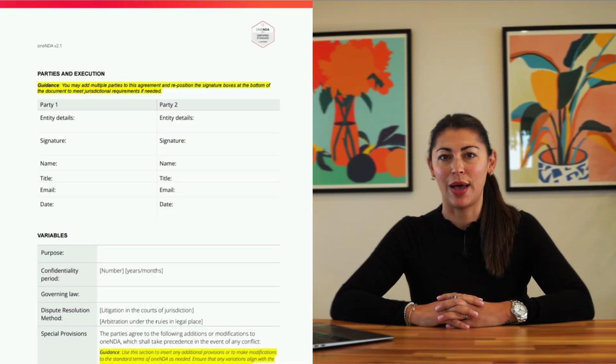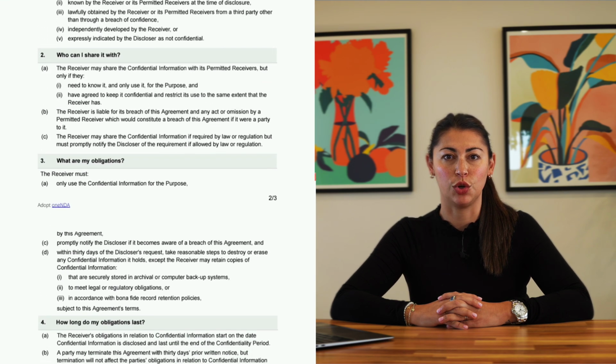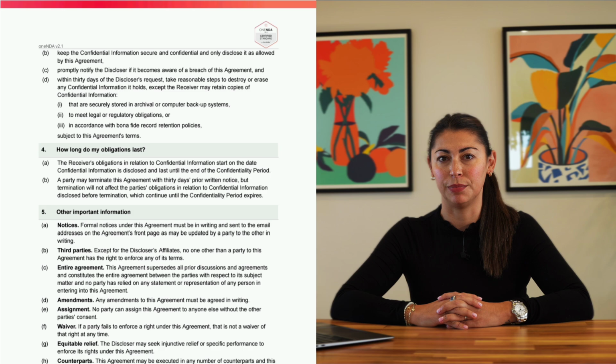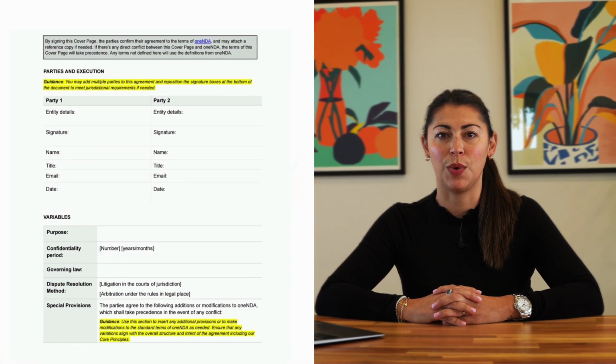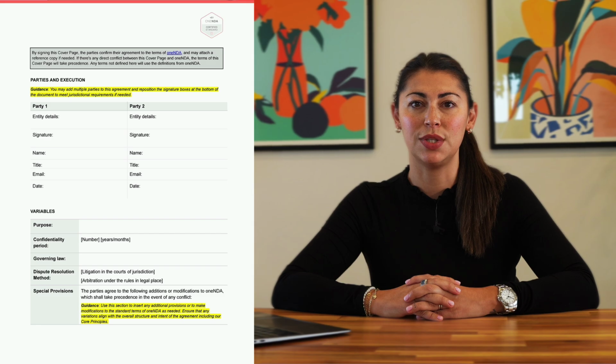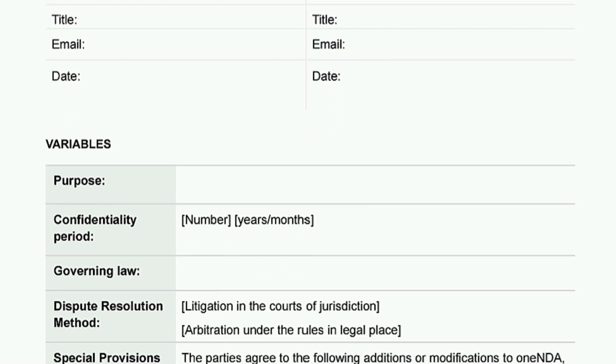Today I'll be showing you how to use oneNDA. There are two ways in which to use the document. The first is to enter into the full agreement that includes both the variables at the top and the boilerplate language at the bottom. The second is to simply populate the cover page, which incorporates oneNDA's terms by reference. In both instances, the variable terms are the same. Very simply, there are only two sections for you to complete: the parties and execution, and variables.